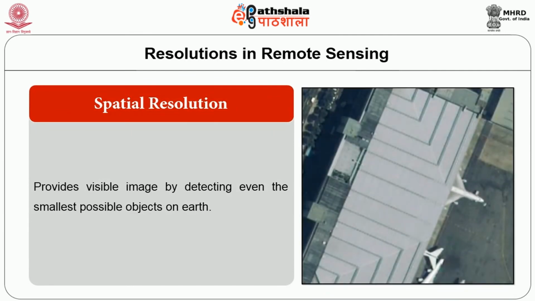Spatial resolution provides a visible image by detecting even the smallest possible objects on earth. For example, capturing an aircraft or an airport through aerial mode. When this is captured from space, in the picture you can also see the flights that are standing in the airport. This is called spatial resolution. This image gives you exactly what is present in that airport. Even the aeroplanes are spotted in it. So it provides a visible image by detecting even the smallest possible object on Earth.